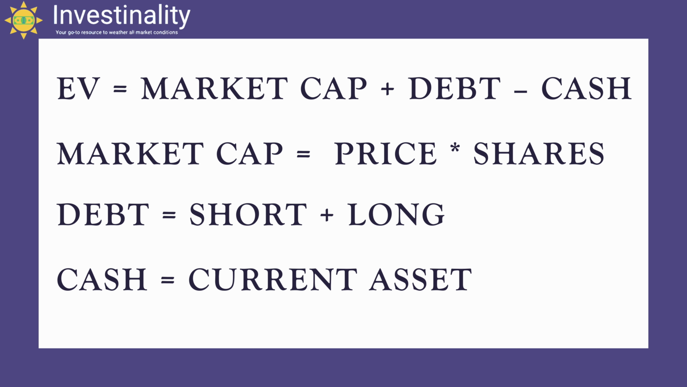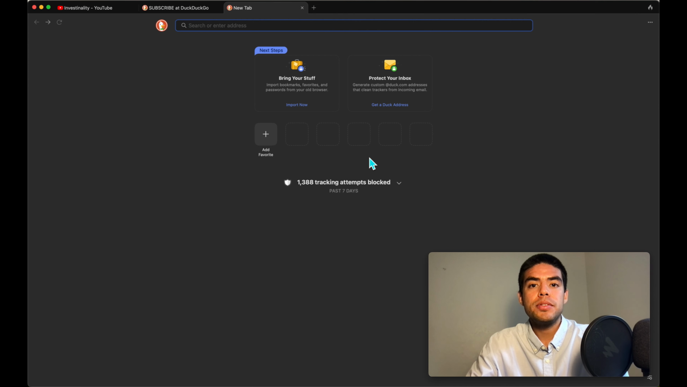Here are the values we are going to be looking for in the Home Depot's balance sheet. Feel free to screenshot this page for your reference as you walk with me throughout the calculation. So we're going to need 3 values: market cap, debt, and cash. So let's start off by going on where to find those values.